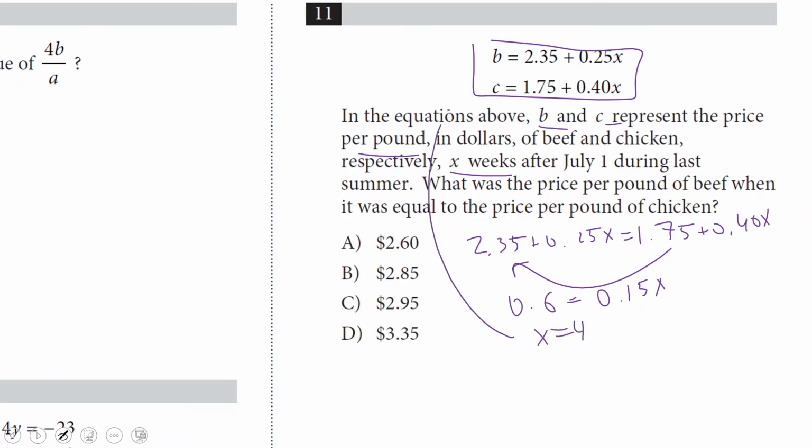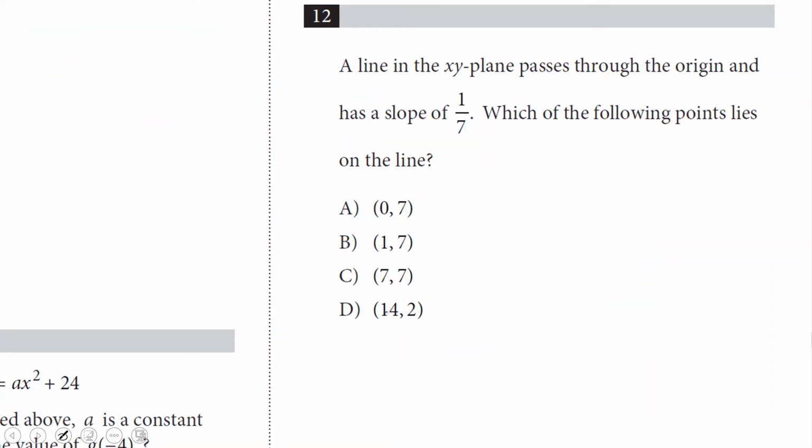It's not over. Let's plug it in. Let's plug into the B. So B is equal to 2.35 plus 0.25 times 4. That's equal to 3.35. D. Next. A line passes through the origin and has a slope. All right, so y minus 0 equals 1 over 7 times x minus 0.